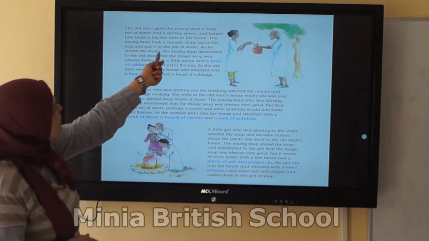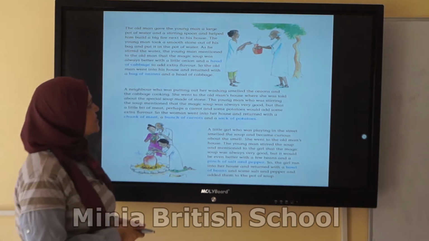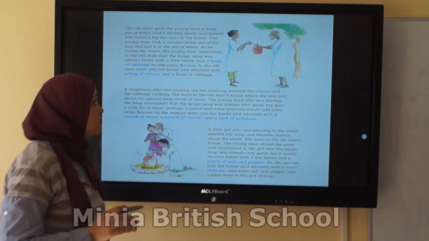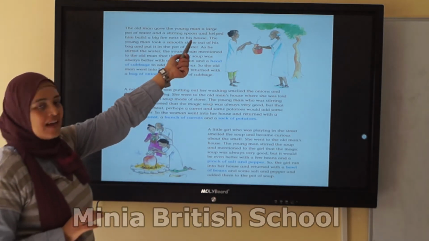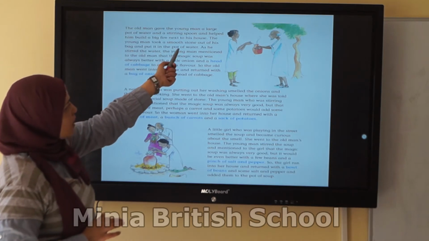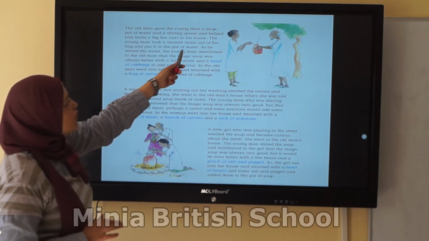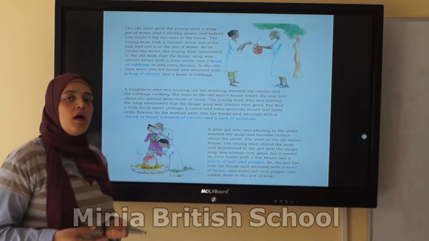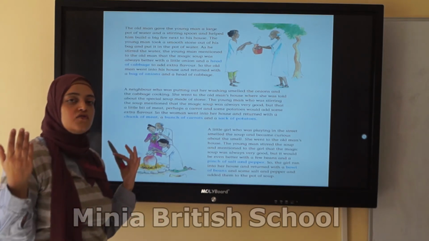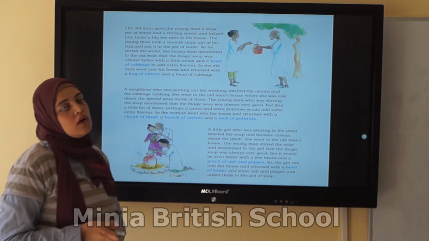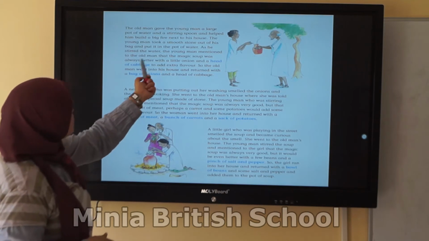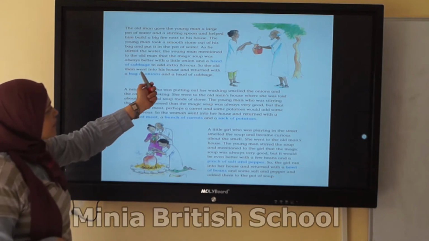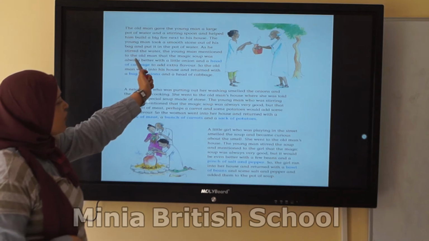The old man gave the young man a large pot of water and a stirring spoon. To stir something is to move it and mix it with the other ingredients. And he helped him build a big fire next to his house. The young man took a small stone out of his bag and put it in the pot of water. So, as we said, he encouraged the old man to give him the pot of water and to help him by telling him that he could make soup from a special or magical stone. As he stirred the water, the young man mentioned to the old man that the magic stew was always better with a little onion and a head of cabbage.